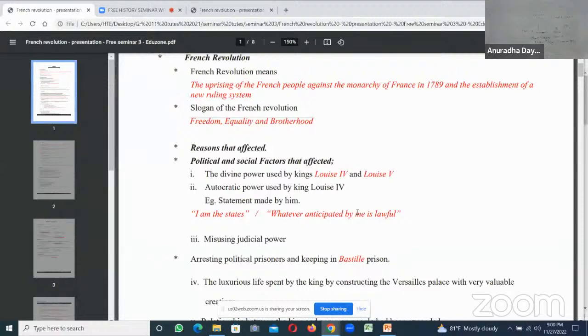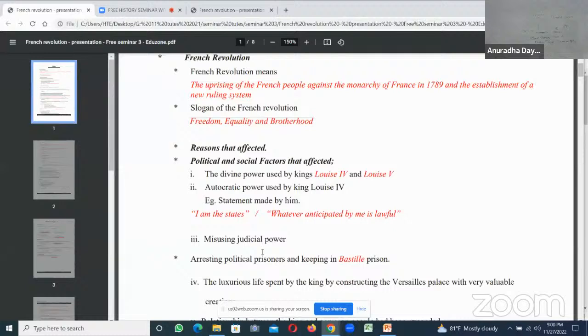Okay? So that's kind of the statement made by him. Misusing judicial power. What was misusing judicial power? Normally, a person should be arrested now. If he has done a wrong thing, that person should be produced in front of the court. The judges only should give the punishment, not the king. King cannot give the punishment.